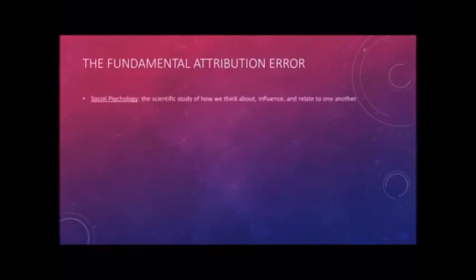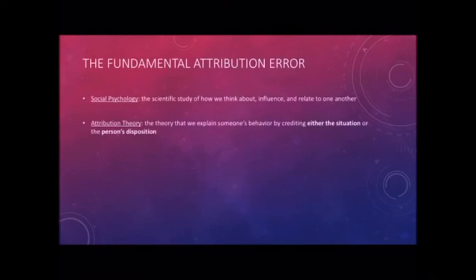All right. So the first thing we want to talk about is attribution theory, and really all that you need to know about attribution theory is that it says we explain behavior by crediting that behavior to one of 2 sources, either the situation or the person's disposition. The situation or the disposition. And next to disposition, you can write the word character. A person's character is what you're talking about when you're talking about disposition.